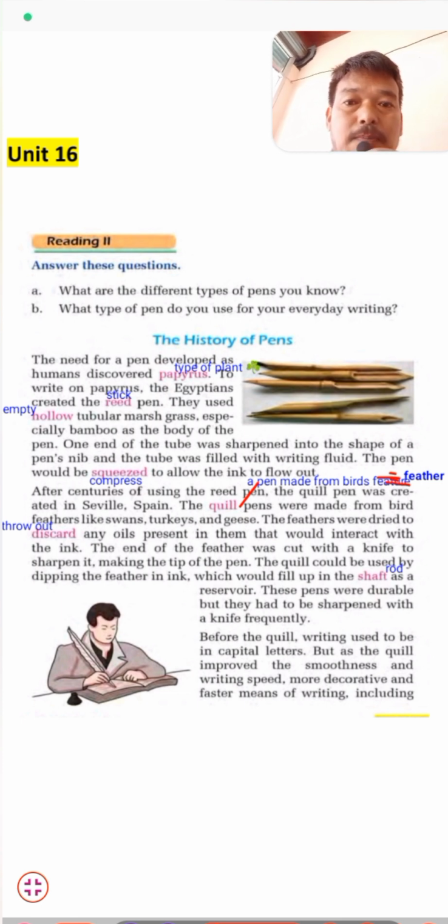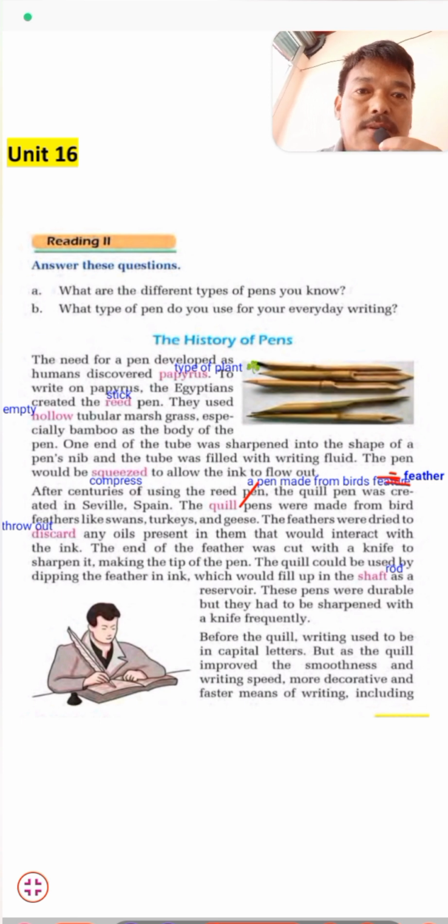To write on papyrus, the Egyptians created the reed pen. Reed means it's a stick pen, a kind of stick. You can see in the picture, it's like this. To write on this papyrus, the Egyptians discovered a type of pen that is called the reed pen. They used hollow tubular mass grass, especially bamboos, as the body of the pen.